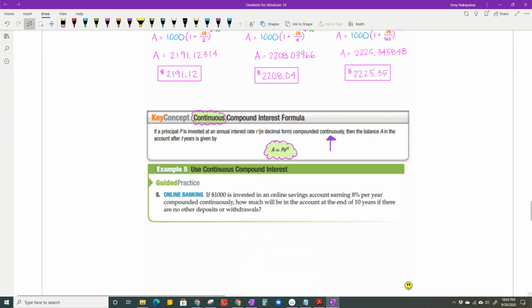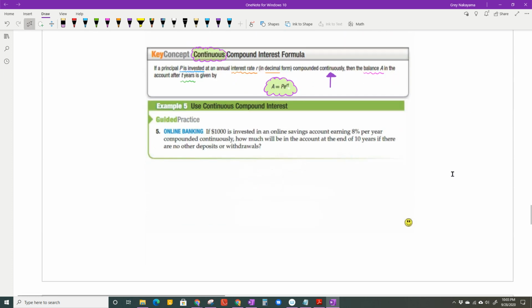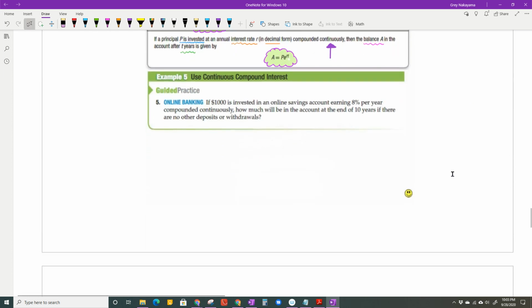In the PERT formula, okay, we've got the same thing. P is my initial investment. I'm still going to have R as my interest rate as a decimal. My A is my balance at the end after T years, okay? But you can see it's PERT, so it's a little bit different, okay? And I read this problem, and I can see the word continuously.